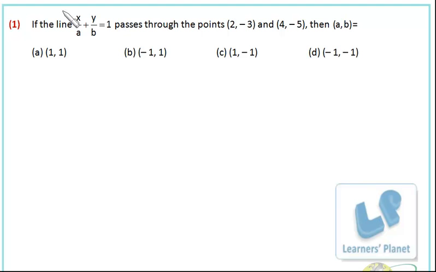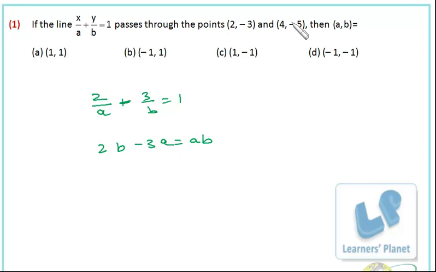Okay, so instead of x I put 2 and instead of y I put minus 3. So it is 2 by a minus 3 by b is equal to 1. Just cross multiply. 2b minus 3a is equal to AB.